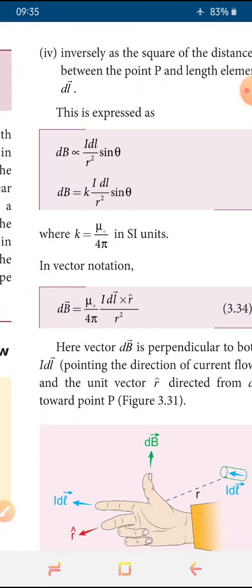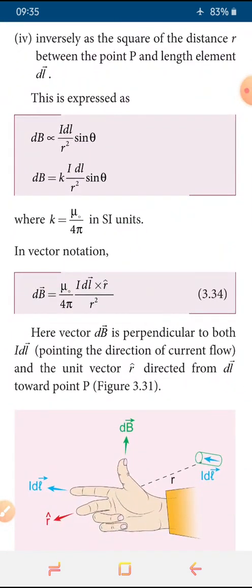And the next point is that the magnetic field is inversely proportional to the square of the distance between the midpoint and the point P. That distance is r, the square of the distance.